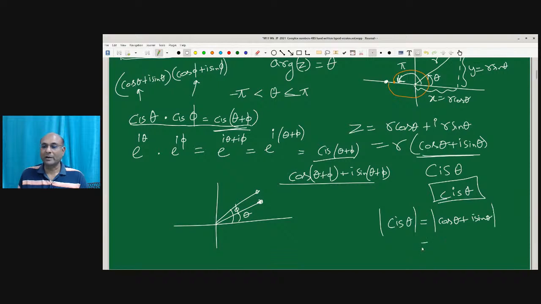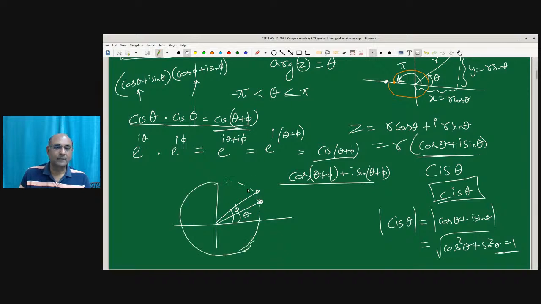What will be its modulus? Root of cos square theta plus sin square theta, which is of course 1. So it's a unit circle. So cis theta, the angle is basically angle theta, but for a unit circle. So when you multiply two of these, you will get theta plus phi. This angle will be theta plus phi.